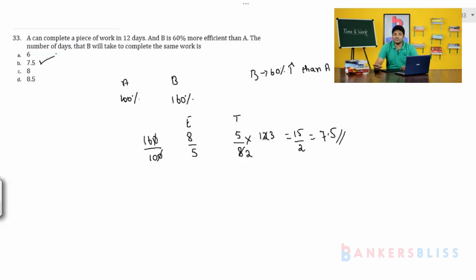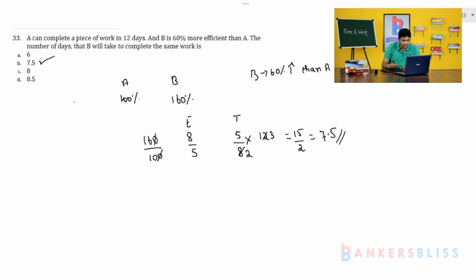See here, 60% more efficient. You consider A as 100% efficient. Then B will be 60% more efficient than A. Then he will be 160%. Always you have to consider A as 100%. Then based on that we are going to compare whether it is 60% more efficient or less efficient. So here B is 60% more, then it will be 160%.